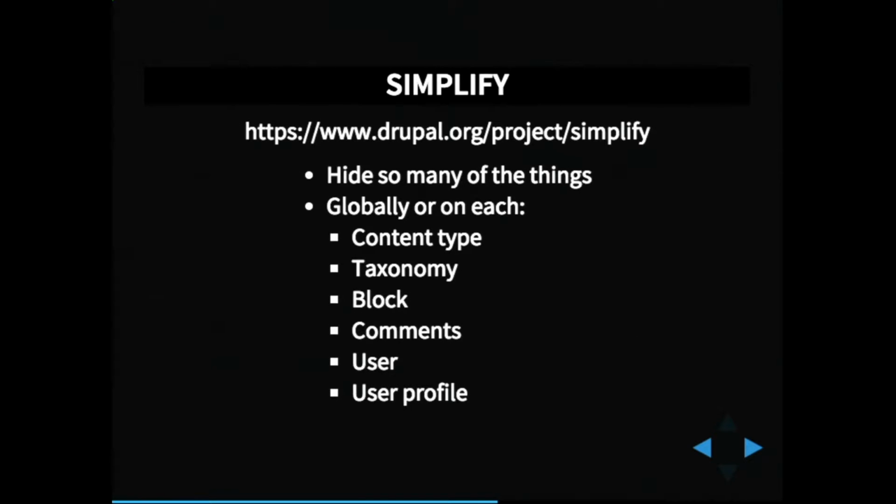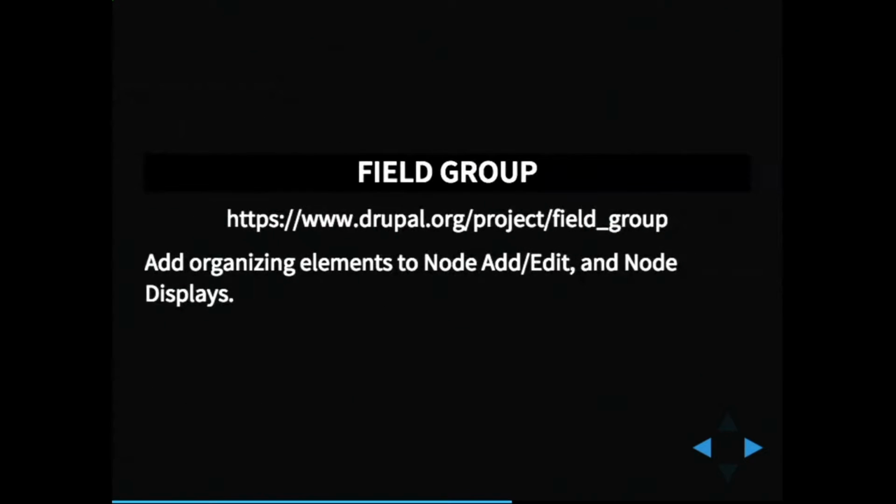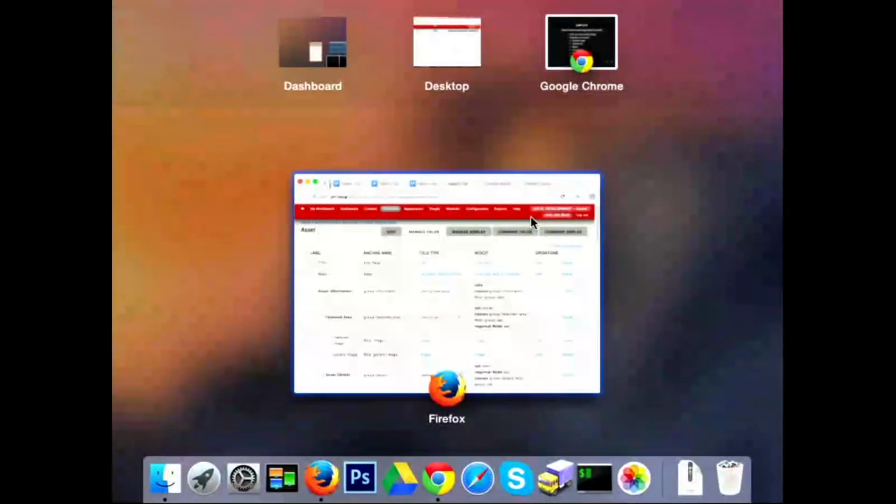Simplify is the Swiss Army knife of what I'm talking about. It hides so many things. You can hide them globally, so I can set it once and forget about it, or you can do it on a content type by content type basis. It also has settings for taxonomy, blocks, comments, user, and user profiles. So what Simplify does is, I have a screenshot of it here. Let me switch over.